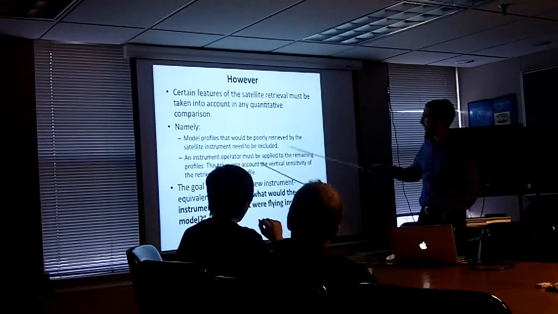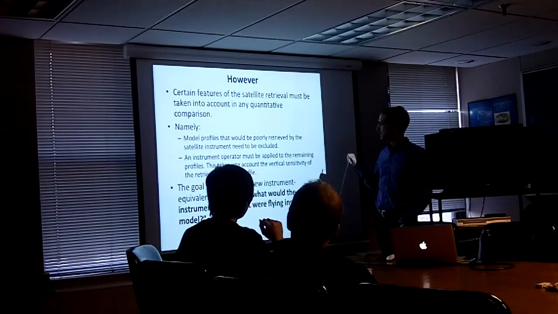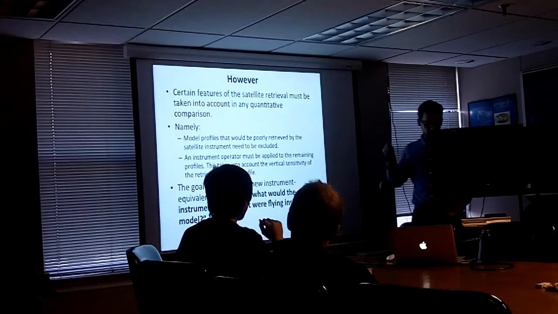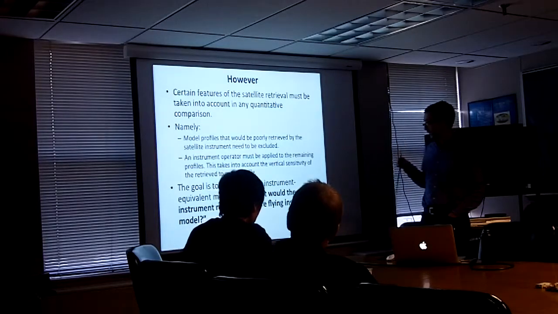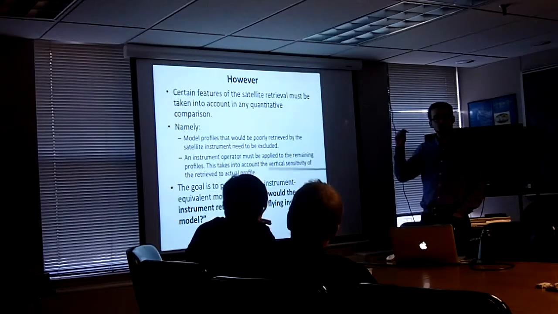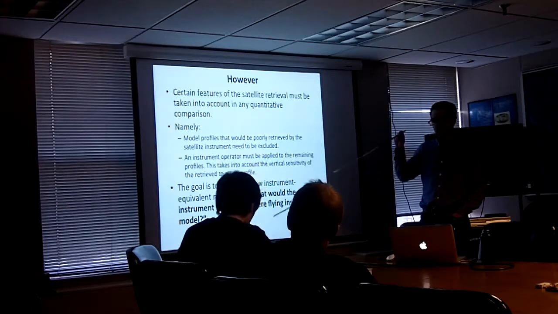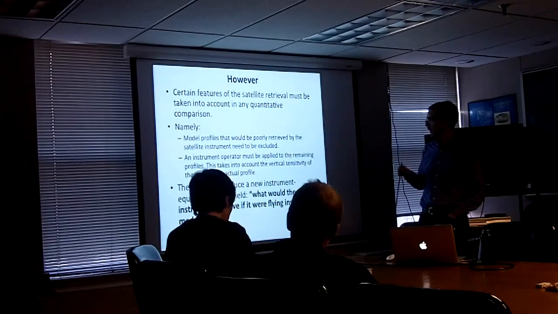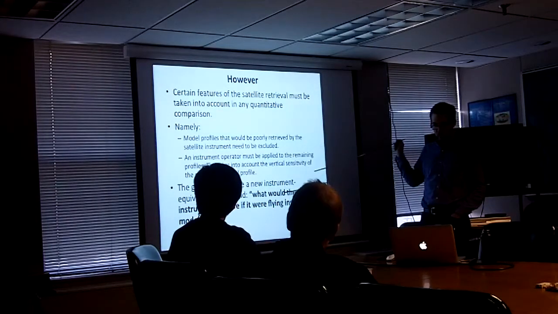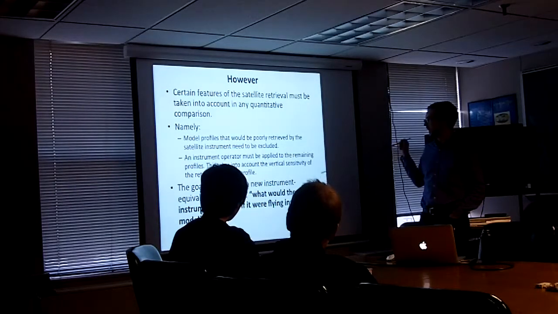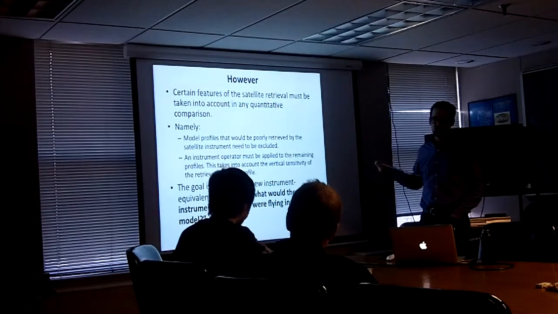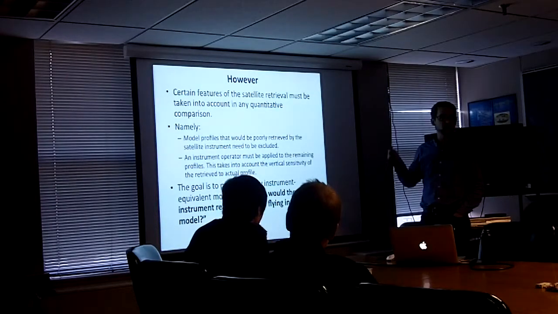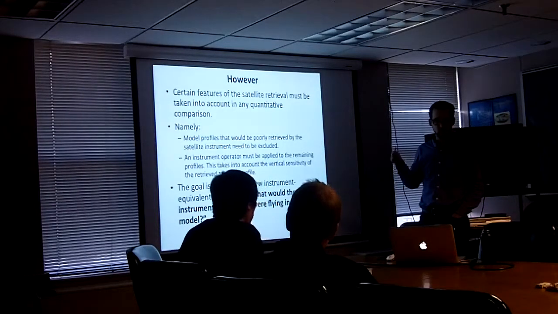Then an instrument operator must be applied to the remaining high quality retrievals, which takes into account any potential biases in the retrieval having to do with how the retrieval algorithm works, which I'll talk about. The goal in doing so is to produce what we call an instrument equivalent model field, trying to estimate what the instrument would retrieve if it were flying inside the model.